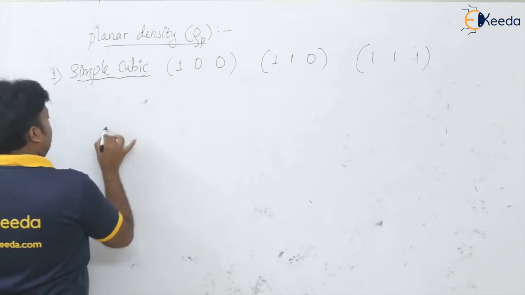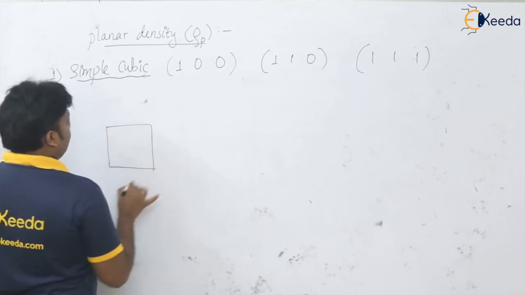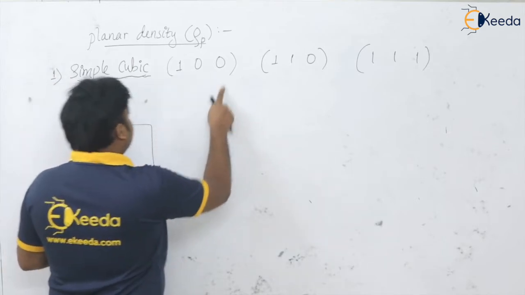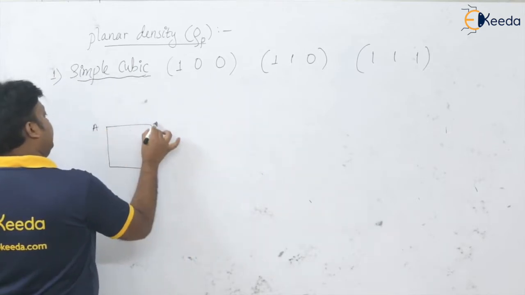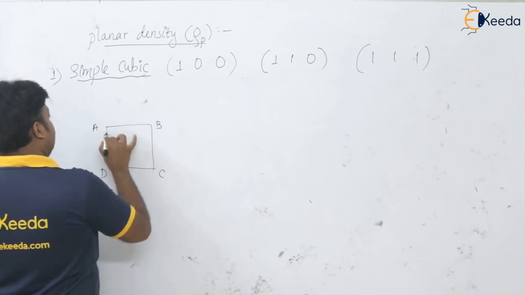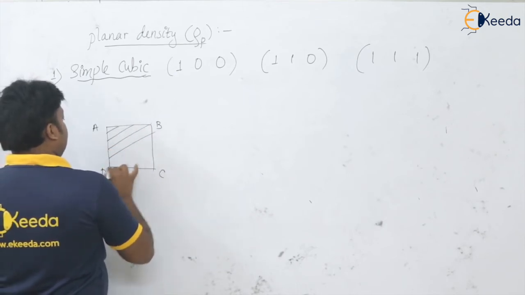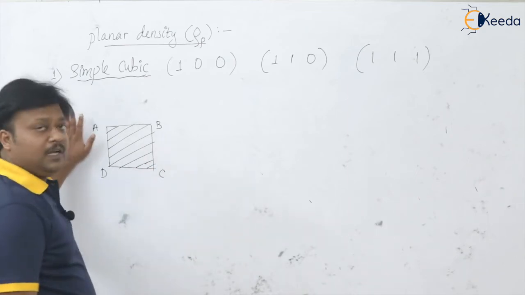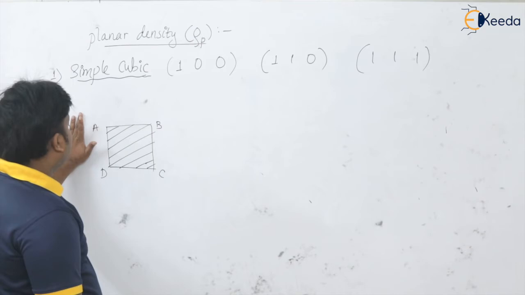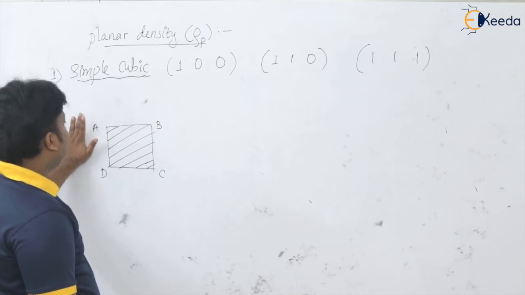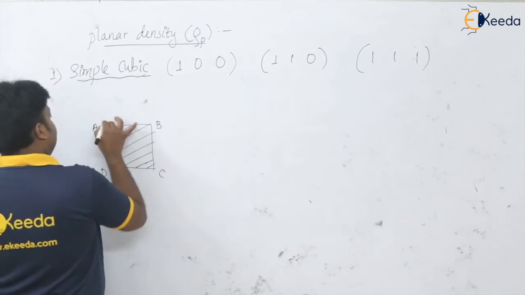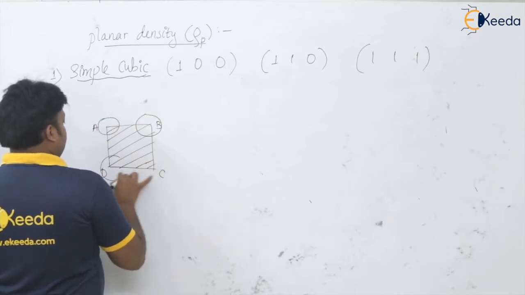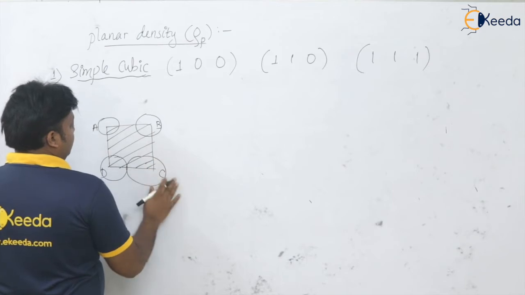I am not going to draw all these crystal structures in detail. Just we know what plane 100 is, that is A, B, C and D. This is our plane 100. Now we have learned this before, how to draw these planes. So in this plane 100, look at the number of atoms. At each corner we are having atoms, isn't it?